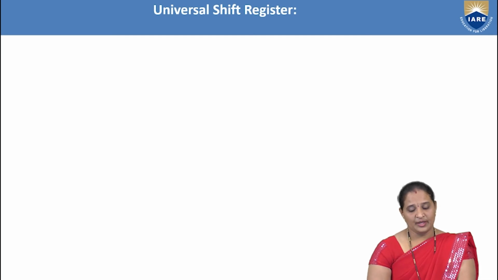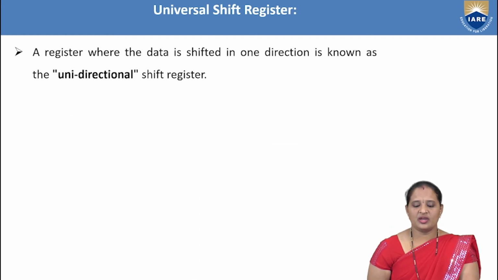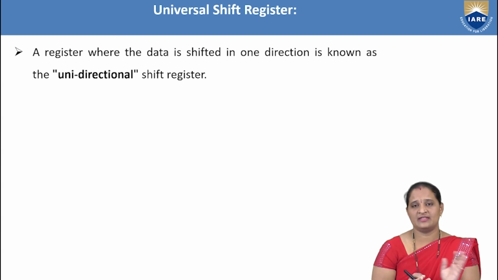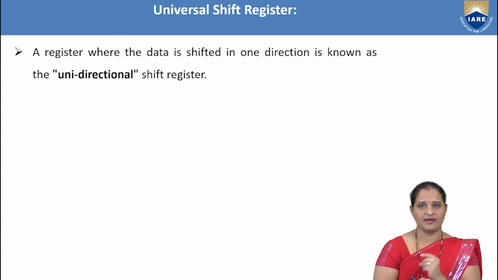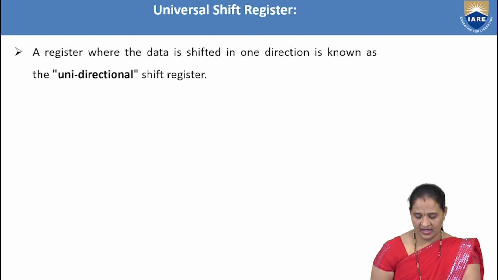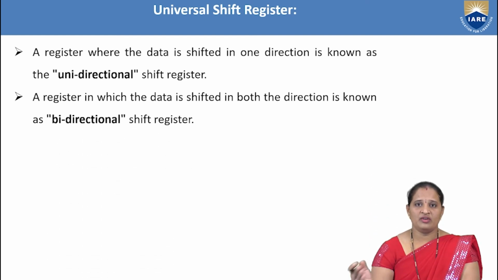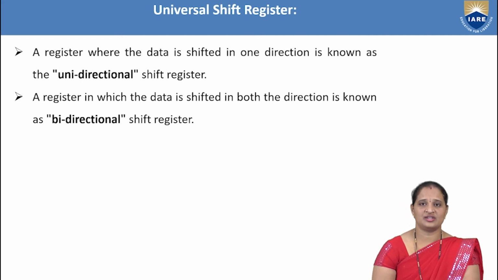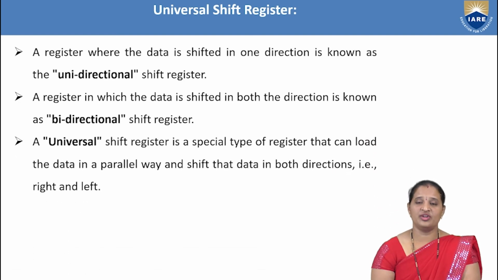Now let us see the universal shift register. This is the last type of shift register. So what do we mean by universal shift register? When a register is used to shift the data in only one direction, either from left to right or right to left, then it is called a unidirectional shift register. When we can shift the data in both directions, that is from right to left and left to right, then we can call that register a bidirectional shift register, as we are able to shift the data in both the directions. Now, universal shift register.